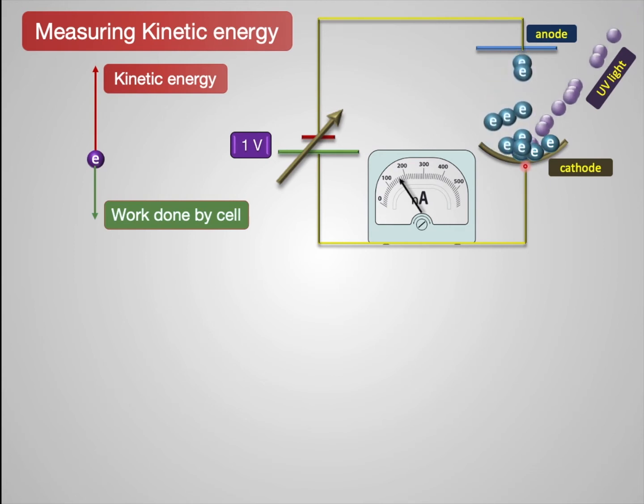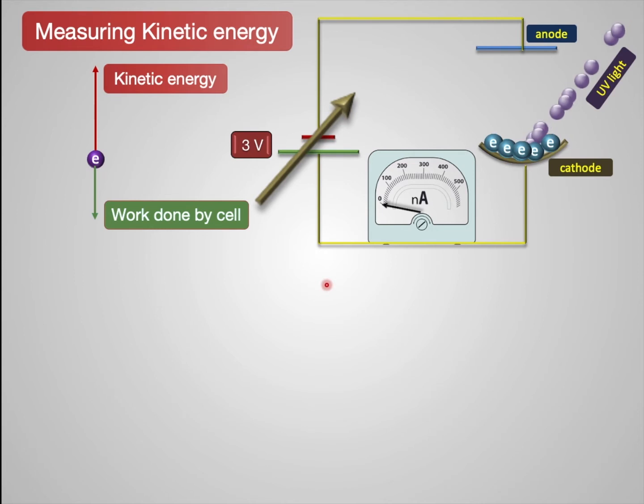I want to stop the electrons completely. So again, I'm going to increase the voltage. Let's say at 3 volts, the current just became 0. The UV light photons still provide energy to the electrons. They are removed from the metal plate. They have kinetic energy, but still they are not moving because now the work done by the cell has become equal to the kinetic energy.